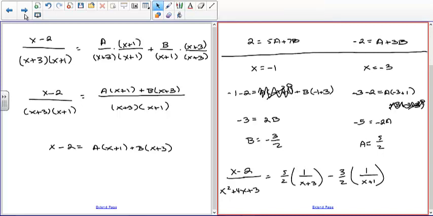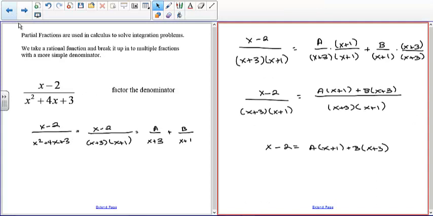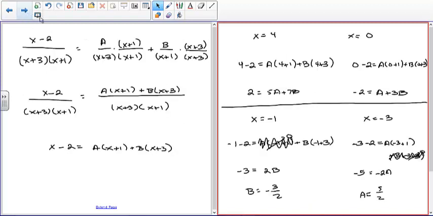So that's what you do when you have a case where you have a denominator that you can factor and you have distinct linear terms, meaning they're different from each other. And you judiciously select two values of x such that in one case one term disappears, in the other case the other term disappears, and it's easy to solve for a and b directly.